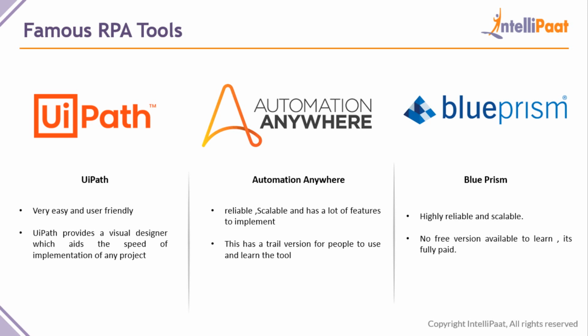But the problem with these tools is that Blue Prism is not free altogether. There is no free version for Blue Prism out there. So even if you want to learn, or even if you want to see how the tool looks, you need to pay first fully, and then you can go on to work with Blue Prism. It's fully licensed. When it comes to Automation Anywhere, you can get a free trial for some time to basically learn the tool.